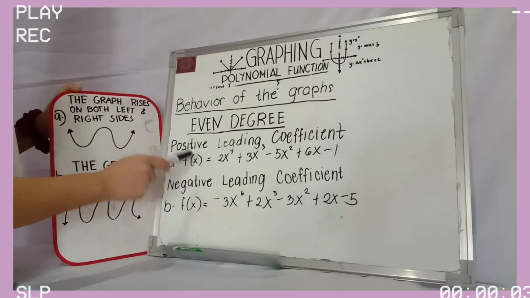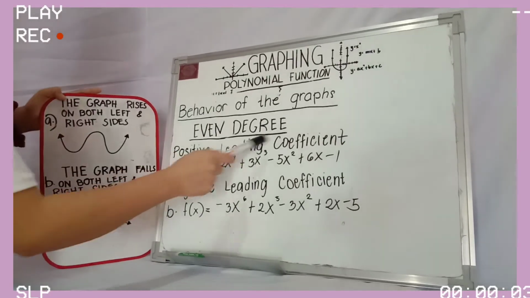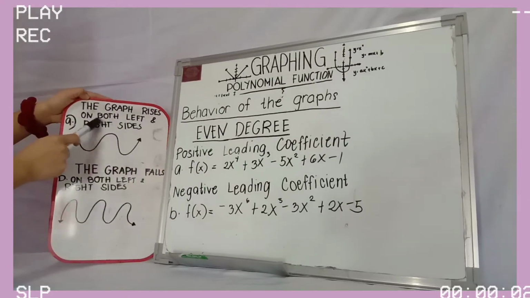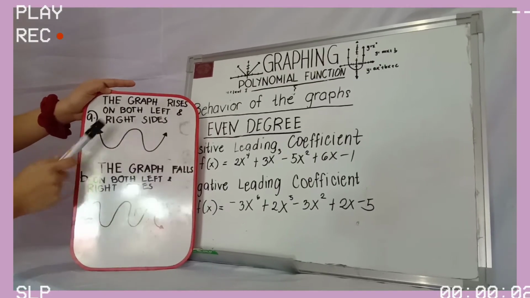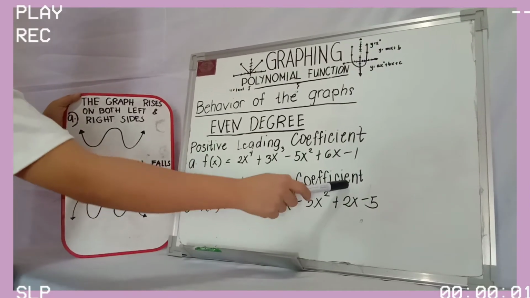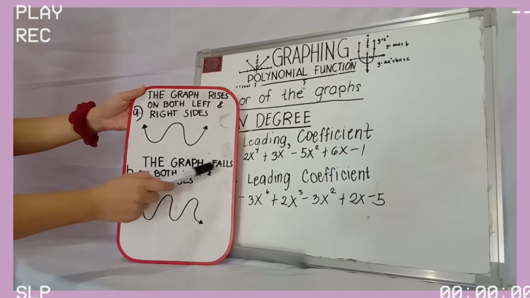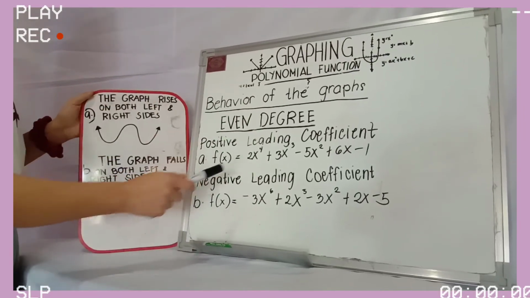So, if there is an odd degree, there is also an even degree. If the even degree has a positive leading coefficient, just like this one, the graph rises on both the left and right sides. And if it has a negative leading coefficient, just like this one, the graph falls on both left and right sides. So that is the difference between odd degree and even degree. That's all the discussion about graphing polynomial function.